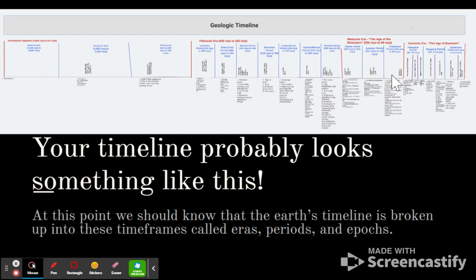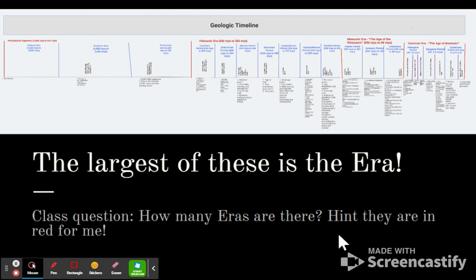Your timeline probably looks something like this. And at this point, we should know that the Earth's timeline is broken up into these time frames called eras, periods, and epochs, because we put them on our timeline. The largest of these is called the era. Class question: how many eras are there? Hint, on my picture, it's in red.